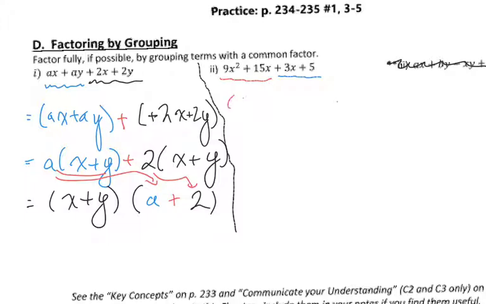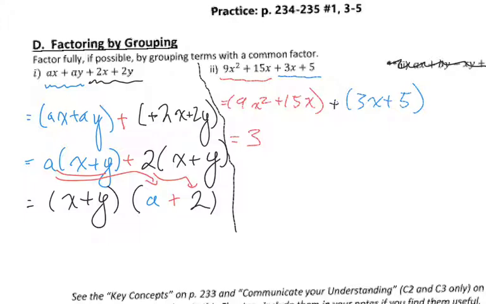So for the first bracket, we're going to have 9x squared plus 15x. Then I'm going to put a plus in between. Then for the second half, you're just going to put 3x plus 5. Now that I've got that, you look at the first bracket and you look for the greatest common factor. So for the coefficients of 9 and 15, the greatest common factor is going to be 3.